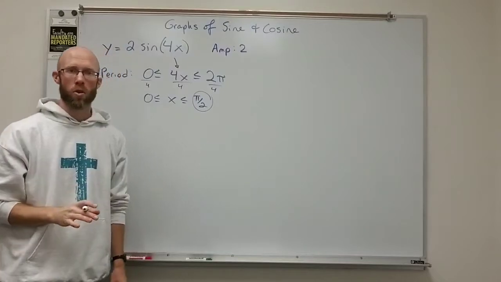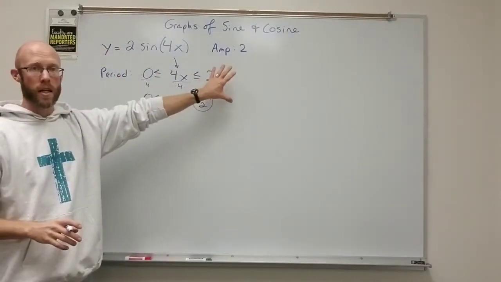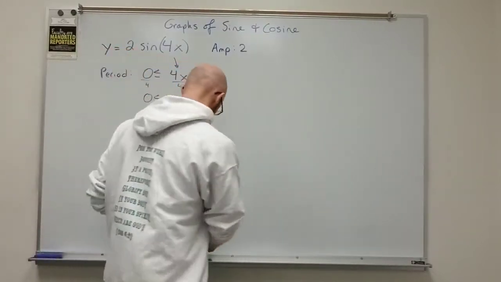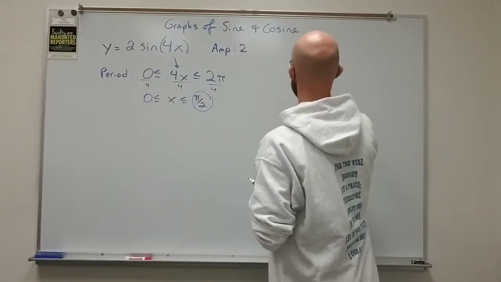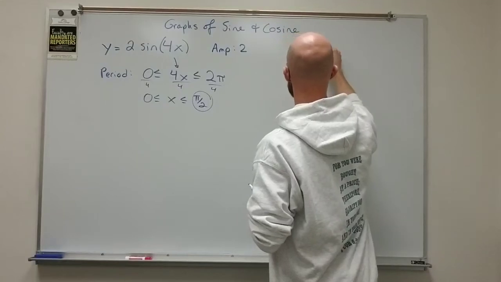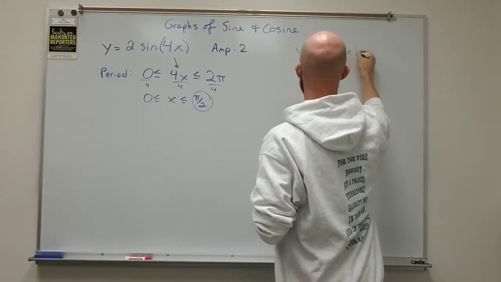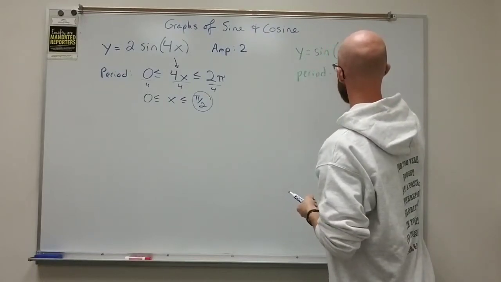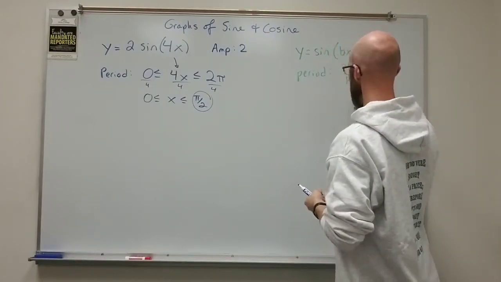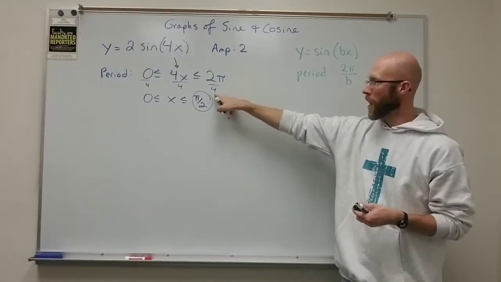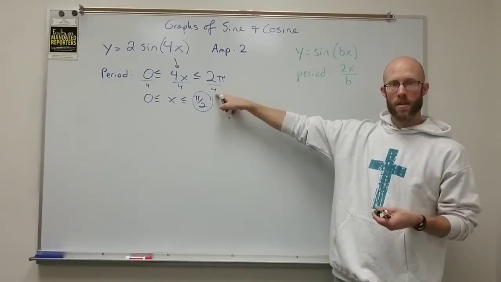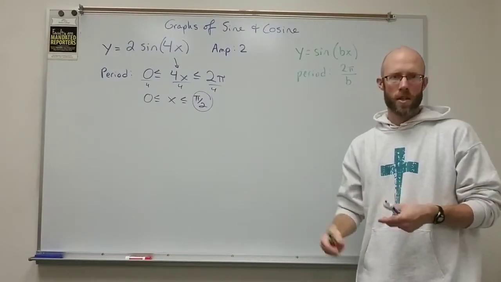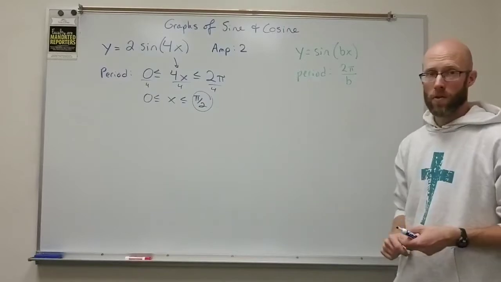Now, a quick shortcut, rather than solving this inequality, is just a general formula for the period. The general formula is if you have y equals the sine of bx, then the period is simply 2 pi divided by b. And that's what we have here, 2 pi divided by the b value, whatever that constant is, okay? So you divide by the coefficient, I should say, of the x, and that will give you the period.